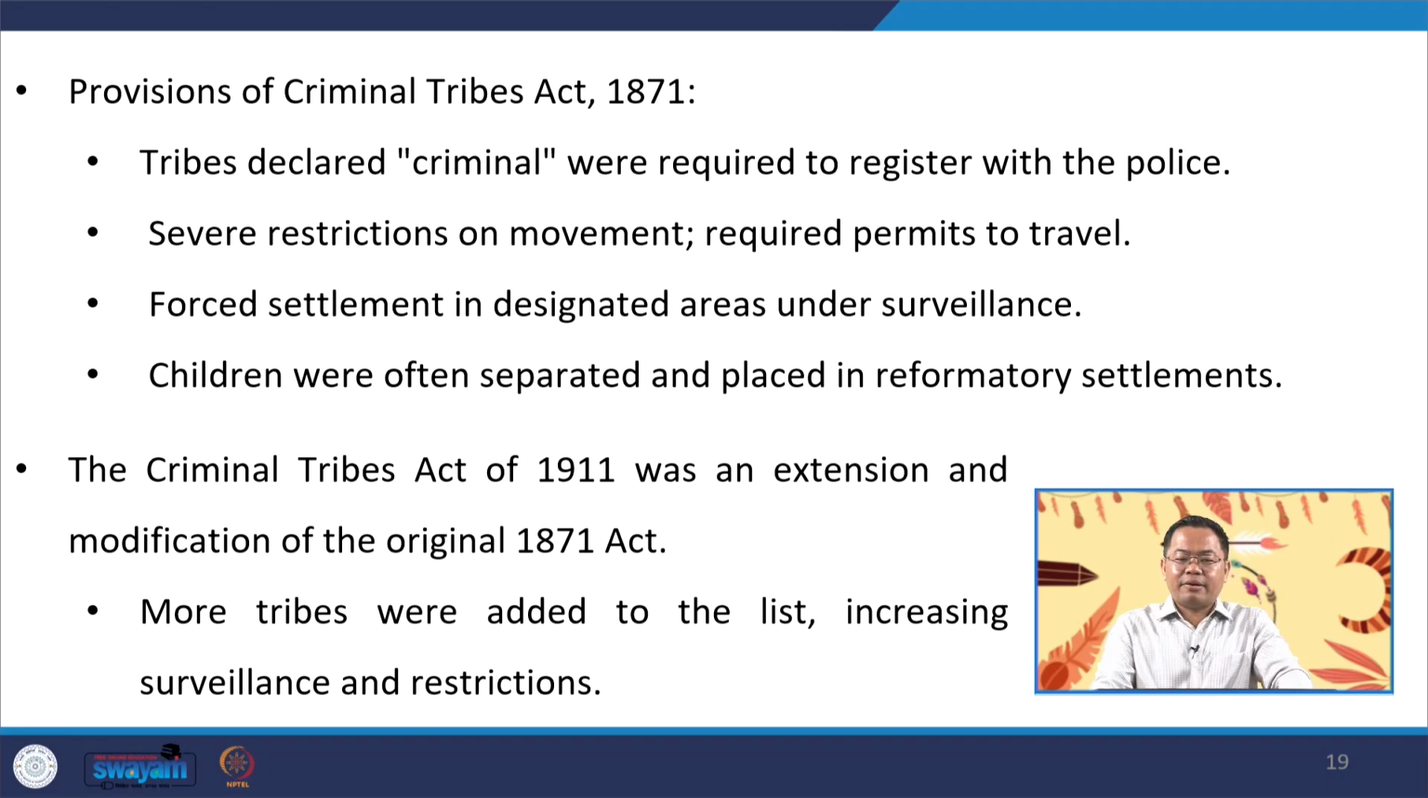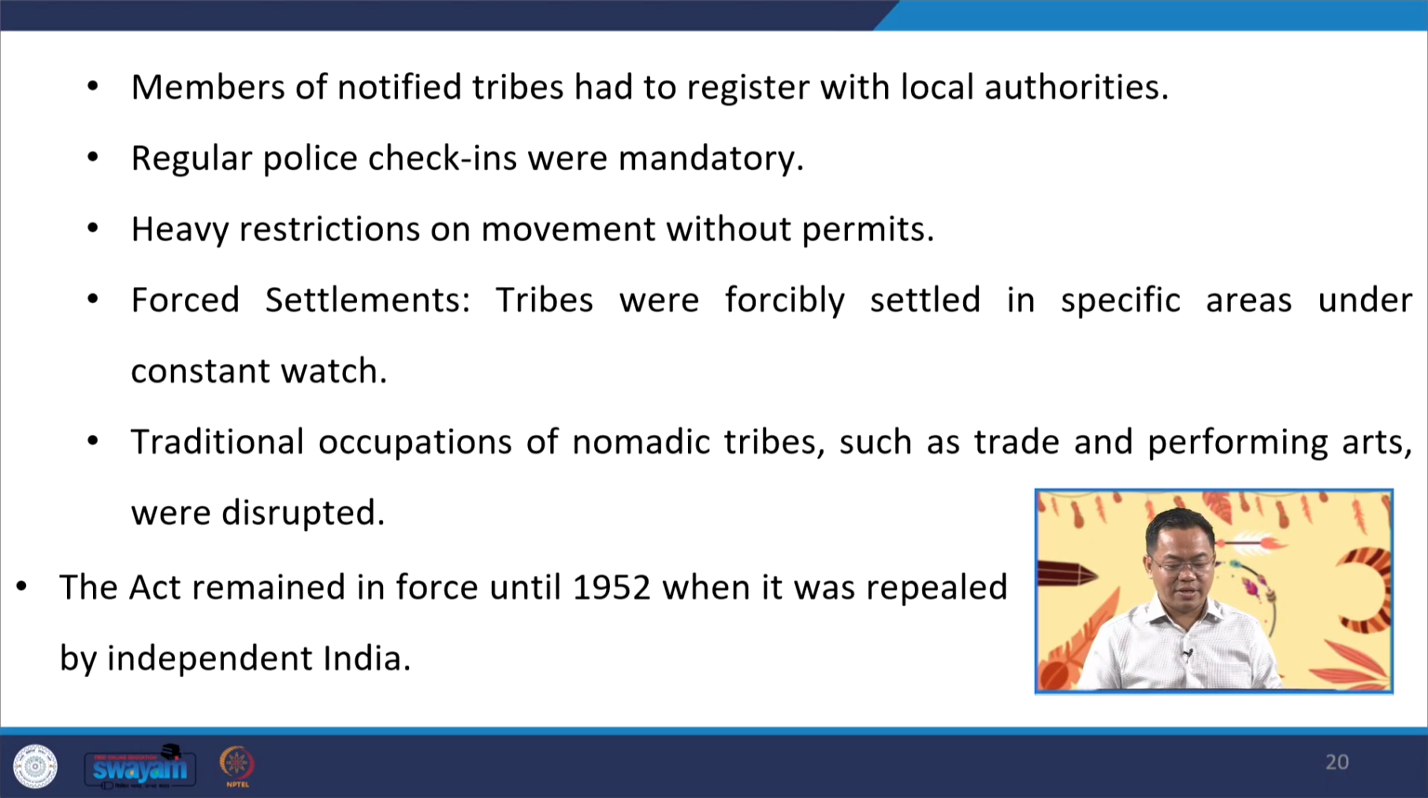Now, the Criminal Tribes Act of 1911 is a kind of reincarnation of the original 1871 Act. What this Act does is that more tribes were added to the list, and more severe restrictions and surveillance were imposed so that these communities were closely monitored and surveilled, and they do not indulge in criminal activities.